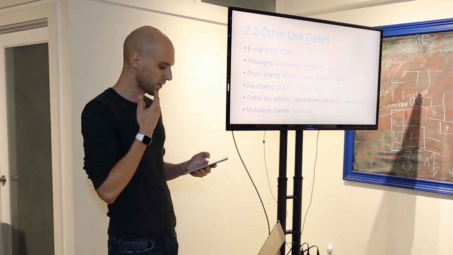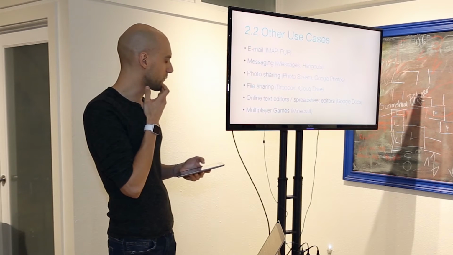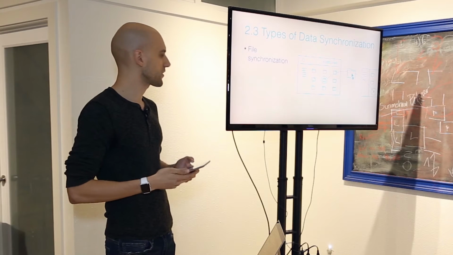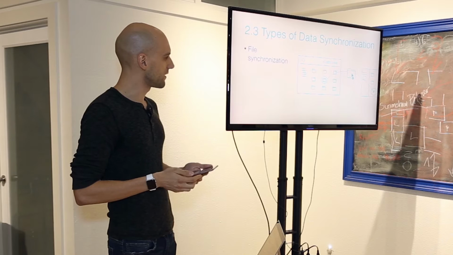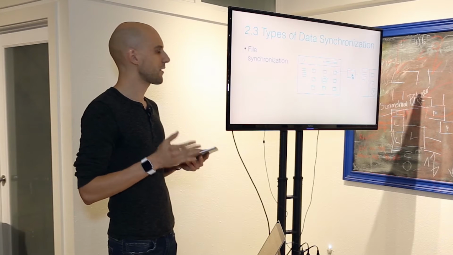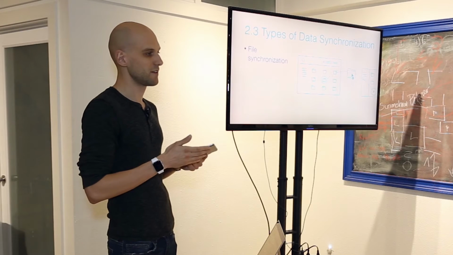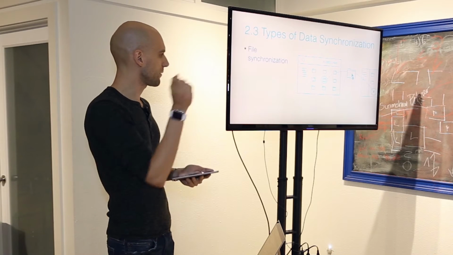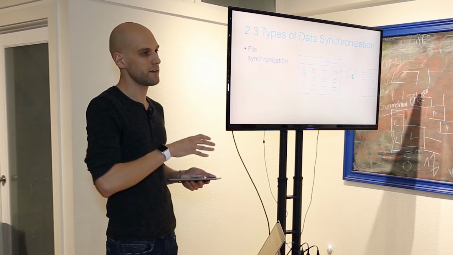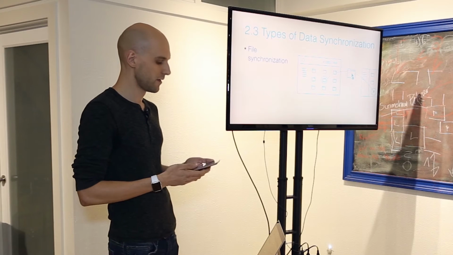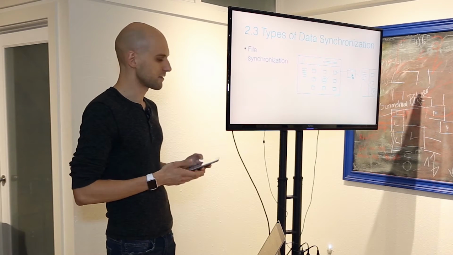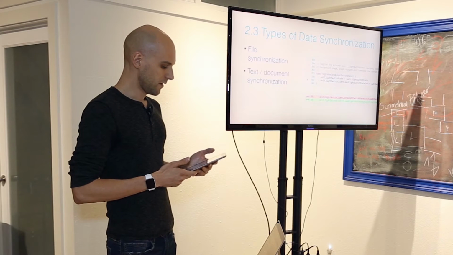So let's take a quick look at what types of data we even synchronize. File synchronization, we mentioned file sharing. It's where we try to keep the directory structure along with the files the same on another machine. So if I drop a file into a folder, I want that file also to appear on another computer. Things like Dropbox, iCloud, Google Drive, all these things are basically file synchronization.